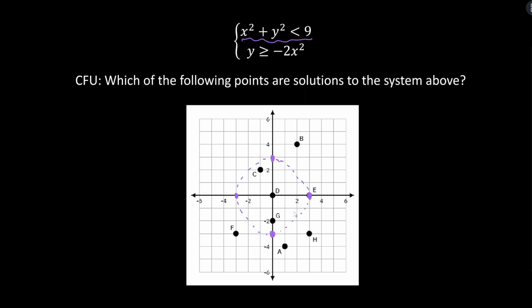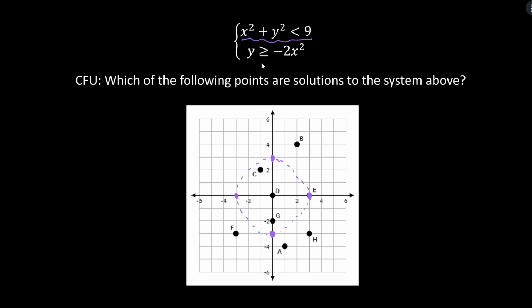Alright, so I'm already seeing some of these points that are solutions to only the first inequality. Hopefully we all see why E is not. E is on the circle, and remember, that's the whole point of putting the dotted line, is to say that, hey, the stuff on the circle is not a solution, just the stuff inside. Okay, so far we have C, D, and G as possibilities. So let's graph this second inequality and shade it and see if we can narrow it down a little bit.